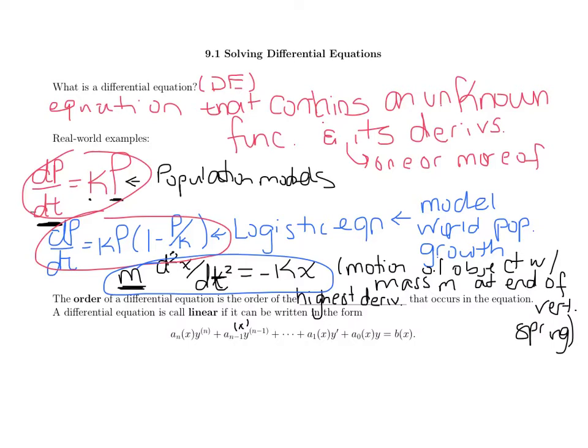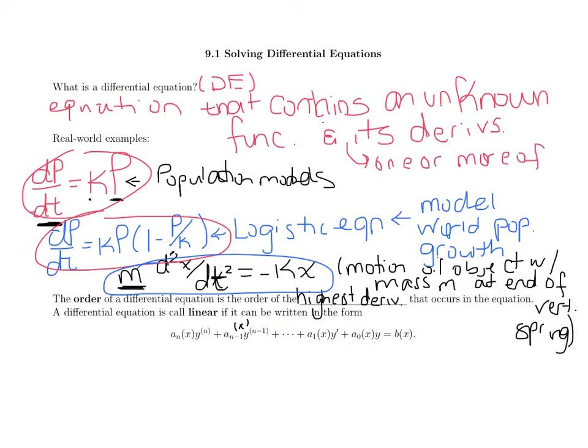So a linear differential equation is just a linear combination, in terms of functions of x, of derivatives. We're going to look at some examples to talk about both whether it's linear or not, and if we can give the order.